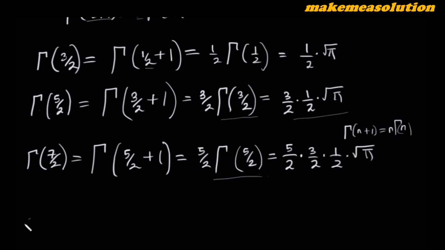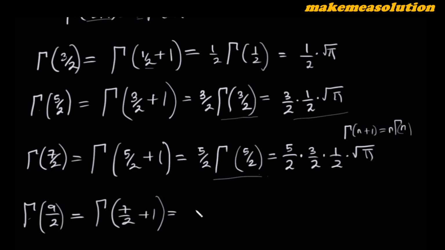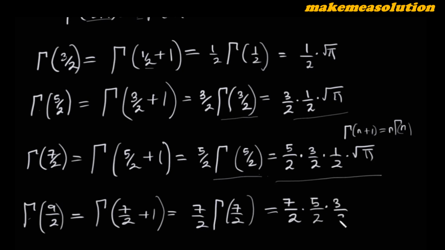So let's solve for gamma of 9 over 2. I'm going to ask you to pause the video now and try to get what gamma of 9 over 2 will be. So you can pause now and solve. All right, welcome back. At this point, I expected that you did something like this. 9 over 2 is 7 over 2 plus 1. So you have 7 over 2 gamma of 7 over 2. If you simplify, you have 7 over 2, and the expression for gamma of 7 over 2, which is 5 over 2, 3 over 2, 1 over 2, and root pi.